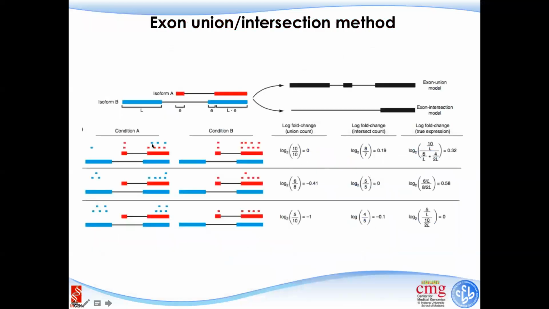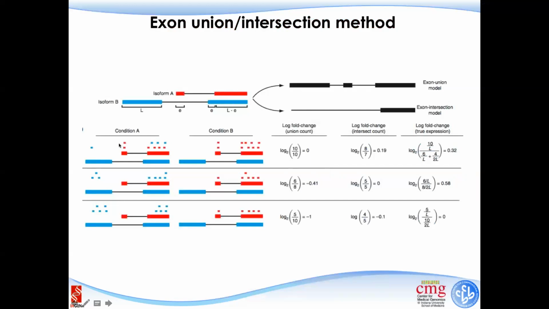So here are two conditions, condition A and condition B. And this is the ground truth. Keep in mind, from the experiment we cannot observe which read is from which exon; we don't know. But the truth here is that the length of isoform A is L, and the length of isoform B is 2L, just 2 times the length of isoform A. This is the whole gene structure, this is what isoform A looks like, and this is what isoform B looks like. And this is the exon union model, where we use all of these exons. And this is the exon intersection model, where we just use the intersect part.